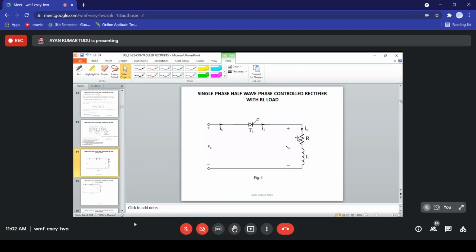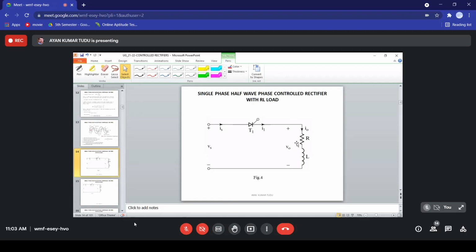One can understand that this thyristor T1 is forward biased during the positive half cycle of the input supply. Suppose T1 is triggered, turned on at omega T equal to alpha, by applying a suitable gate trigger pulse to T1 during the positive half cycle of the input supply. So what will happen then?